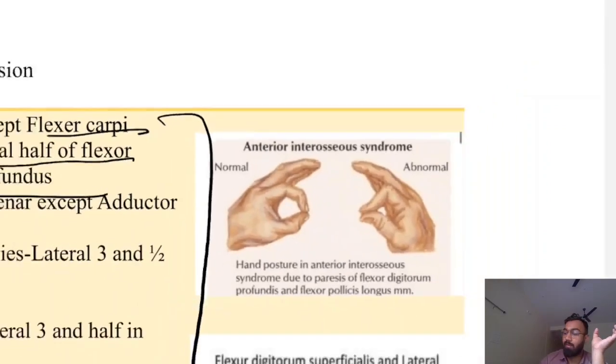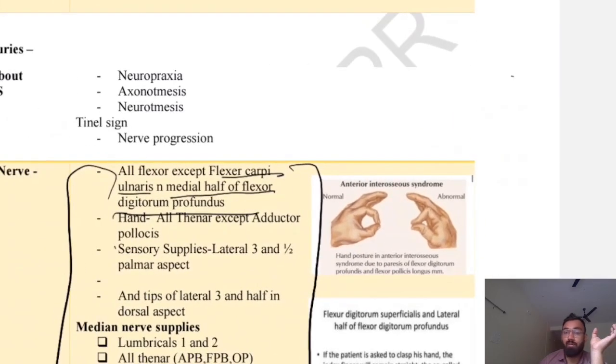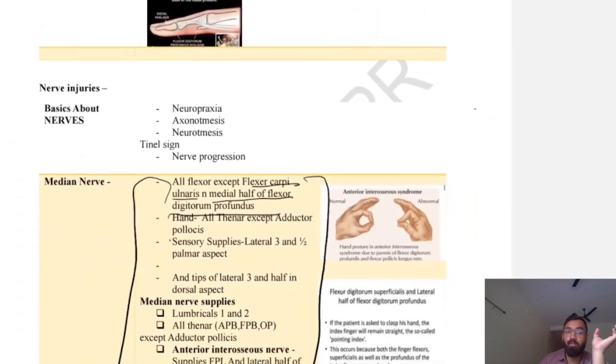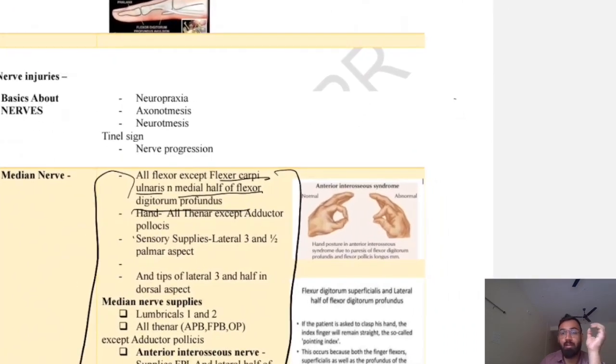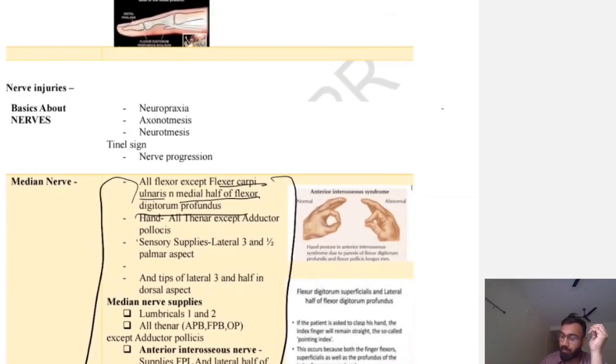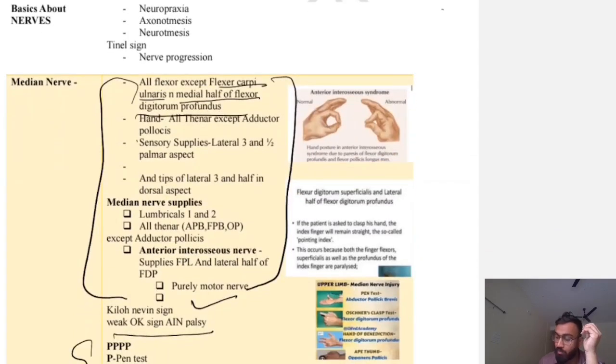So tell me, in which fracture is the anterior interosseous nerve most commonly injured? That is supracondylar humerus fracture. Now there are various tests to detect whether it is median nerve injury or not. First is the pen test. What is the pen test? The patient is asked to touch the pen. The patient is not able to touch this pen.